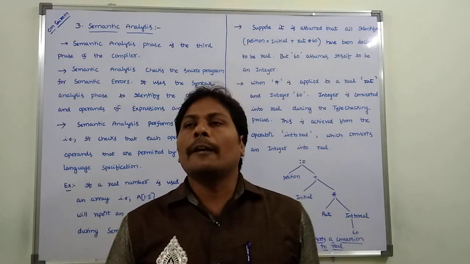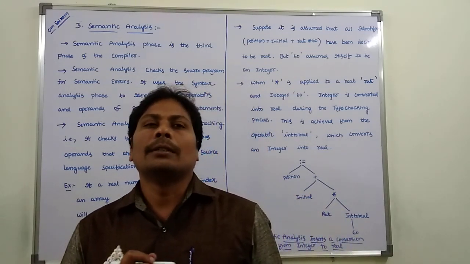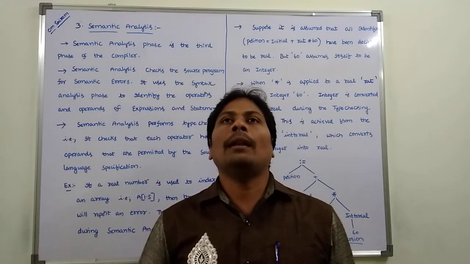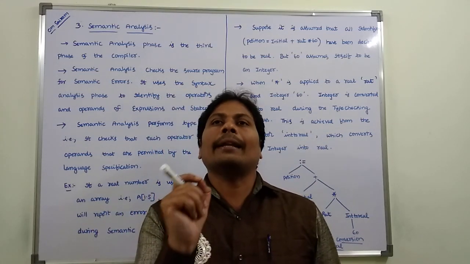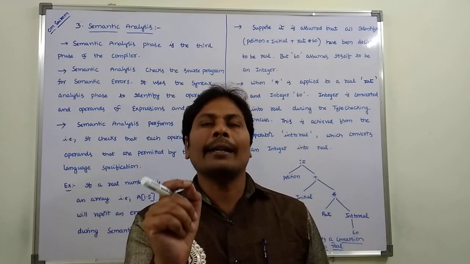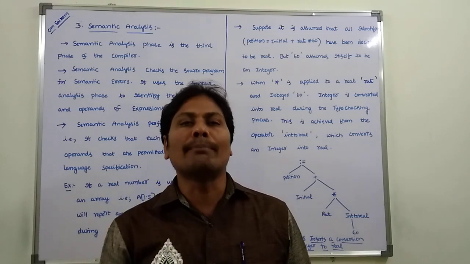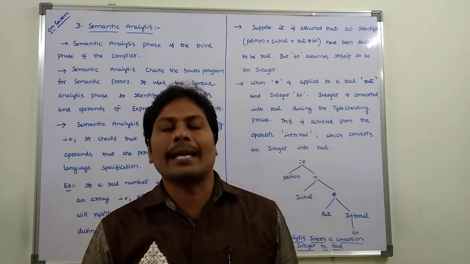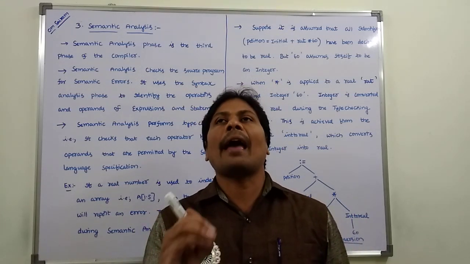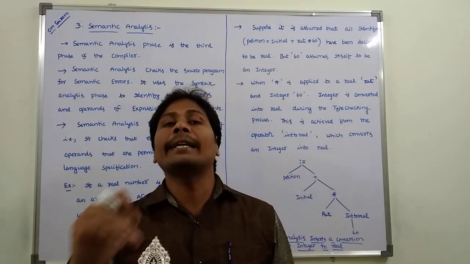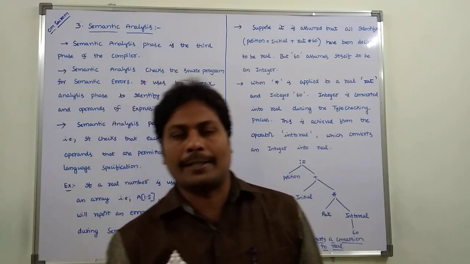For example, if a real number is used to specify an index of an array, for example a of 1.5, this is an error. This error is a semantic error. This semantic error is handled by the semantic analyzer in the semantic analysis phase, and it will be declared an error.